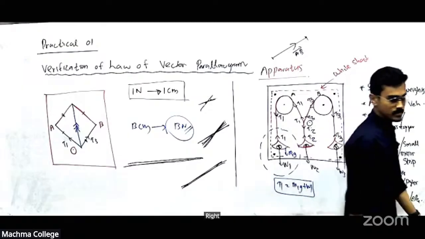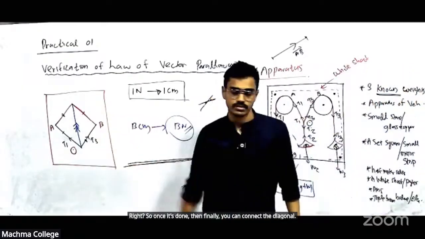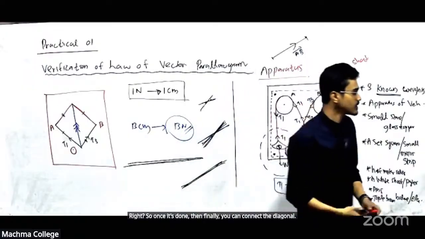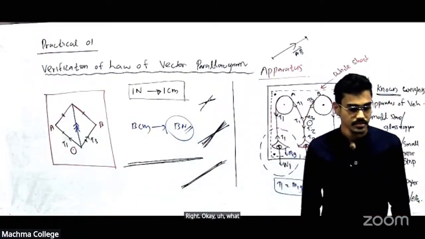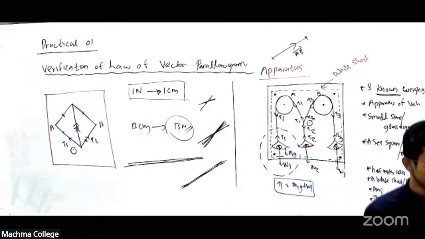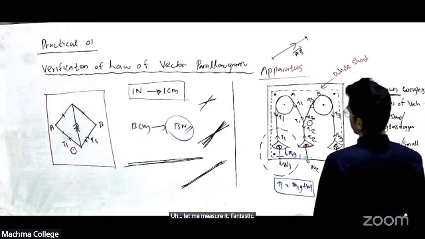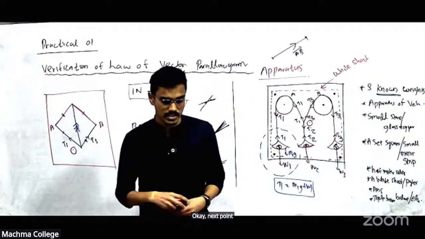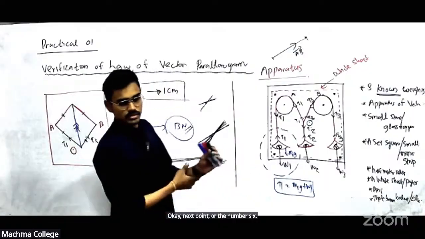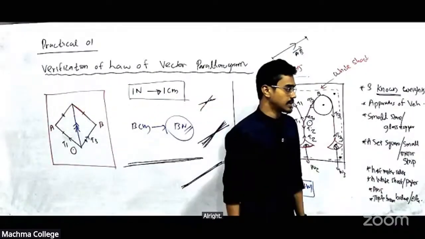Right? So once it's done, then finally you can connect the diagonal. Right. Okay, what's the last point we mentioned? Measure weight plans. All right. Okay, next point. What's the number? 6? 5. Point 6. Right. Next point.